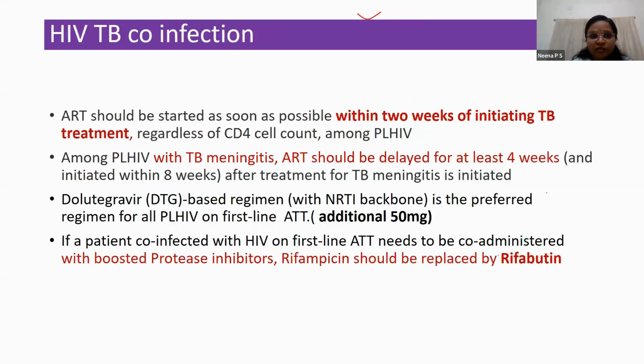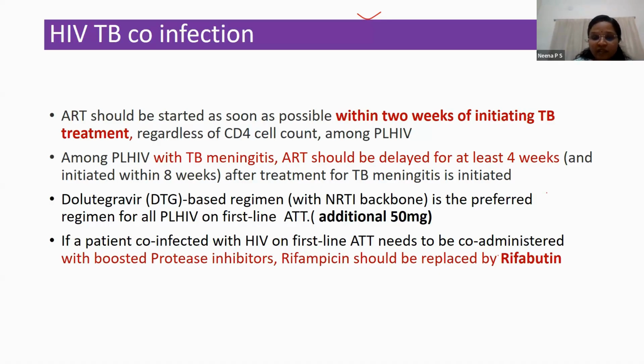Now, HIV and TB co-infection. A patient who was diagnosed to have TB, if found to be HIV positive, you need to start the patient first on ATT, and then within 2 weeks of starting ATT, regardless of the CD4 count, you have to start ART. But if the patient is a case of TB meningitis, then the ART should be delayed for at least 4 weeks, and then you can start after 4 weeks.